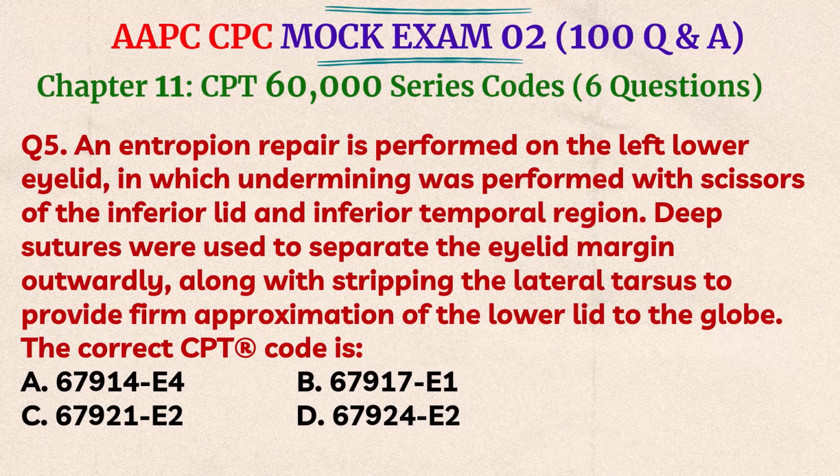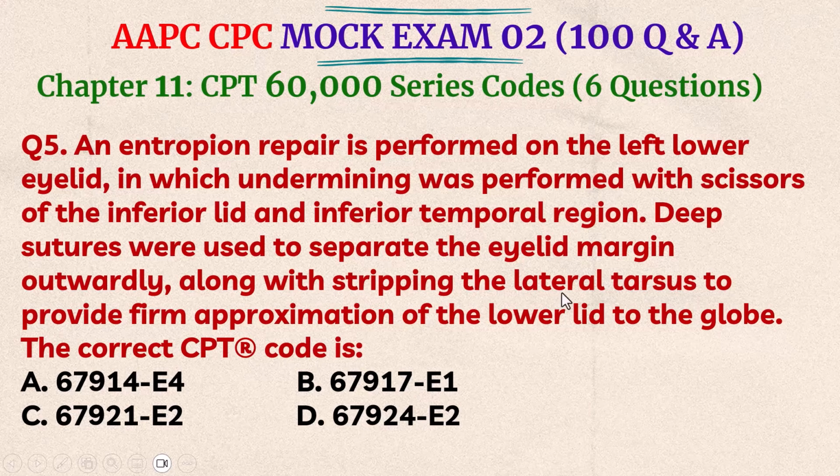Question number 5. An entropion repair is performed on the left lower eyelid, in which undermining was performed with scissors of the inferior lid and inferior temporal region. Deep sutures were used to separate the eyelid margin outwardly, along with stripping the lateral tarsus to provide firm approximation of the lower lid to the globe. The correct CPT codes here. So there are 4 answers available with modifiers.